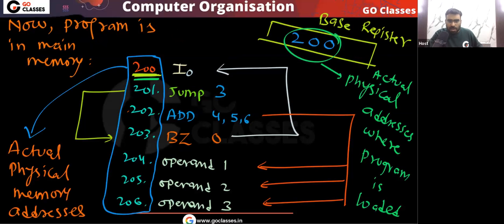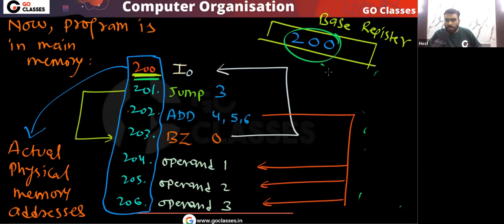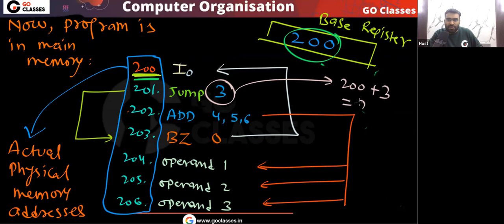Now let me remove this. Now what will this 3 actually mean? This 3 will actually mean 200 plus 3. Is that correct or not? This 3 will actually mean 203. What will this 6 actually mean? This 6 will actually mean 200 plus 6.